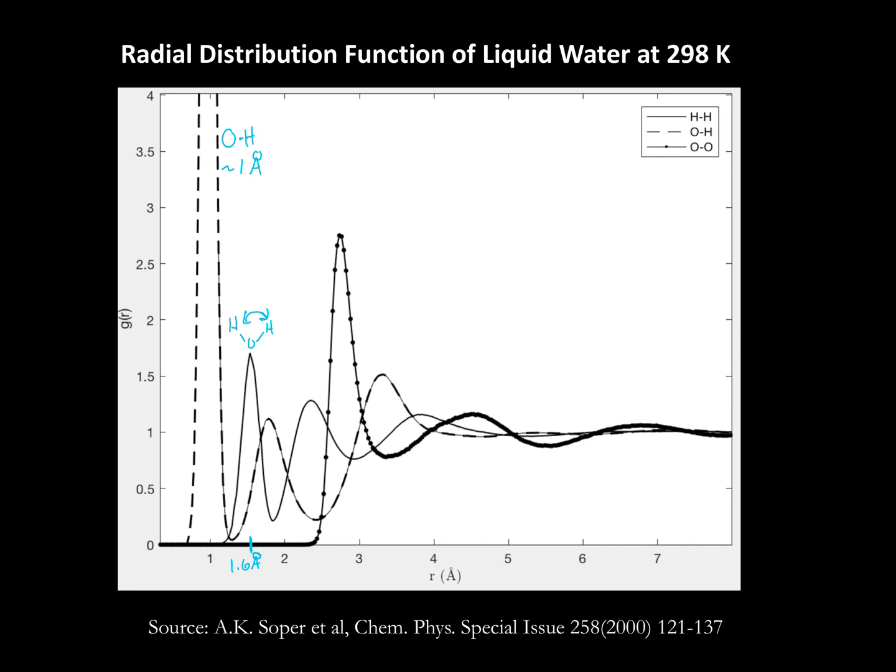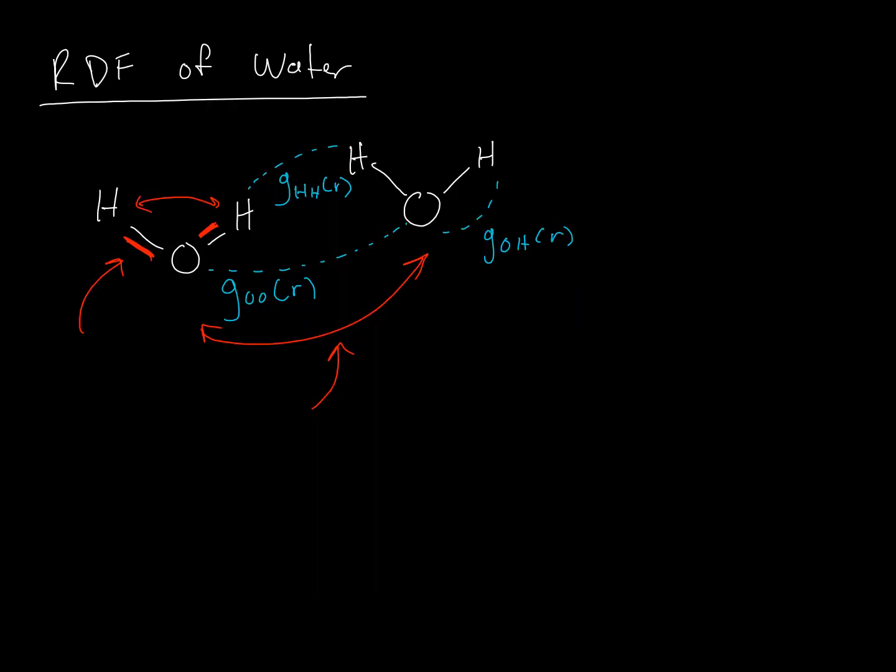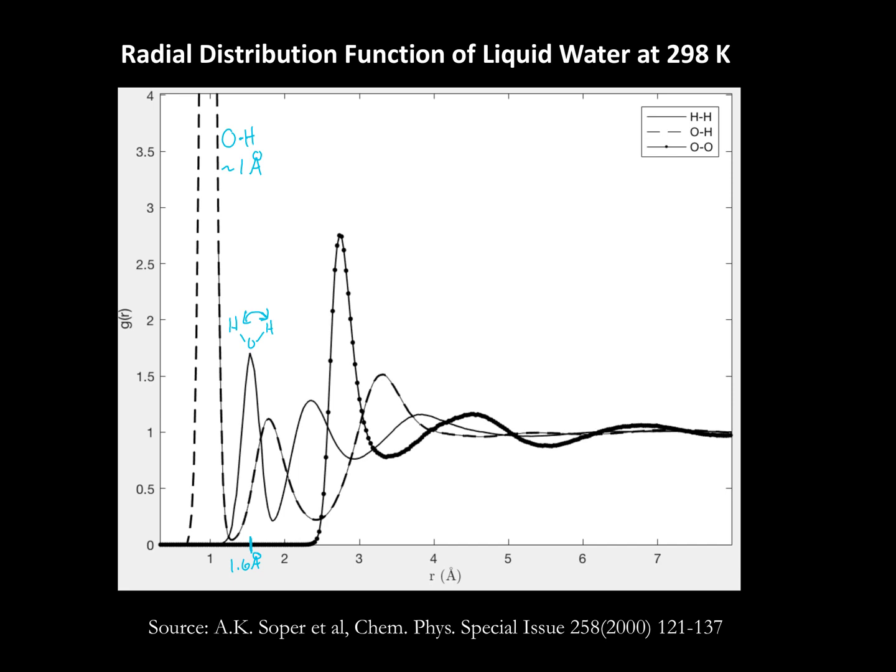Because we know what the separation distance is here, and we know what the separation distance is here, we could probably use some geometric considerations to actually figure out what the bond angle is. So by having access to the radial distribution function, we can actually reconstruct what we think molecules look like. Radial distribution functions are measured using scattering theory, which we'll talk about next week.